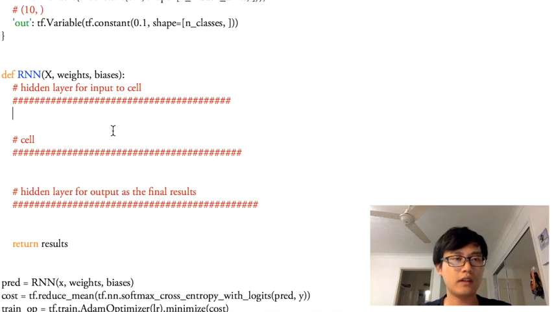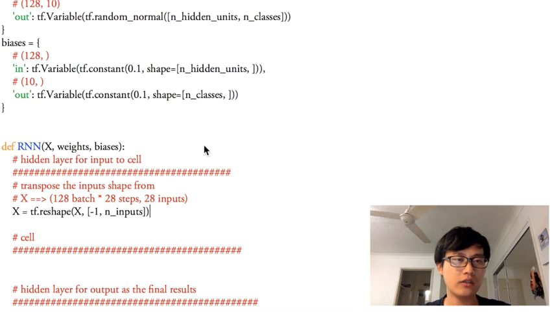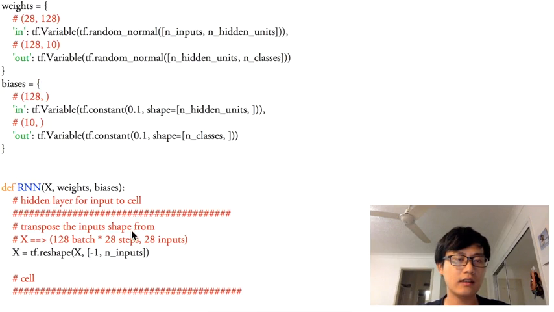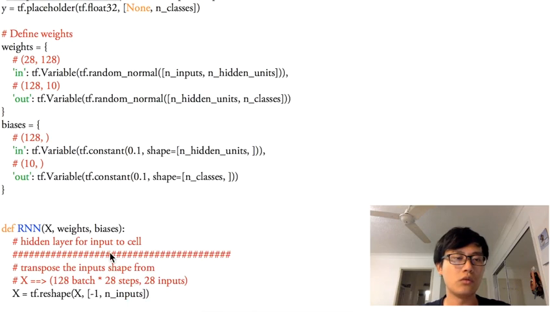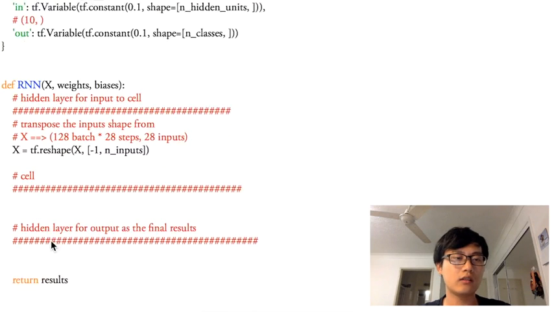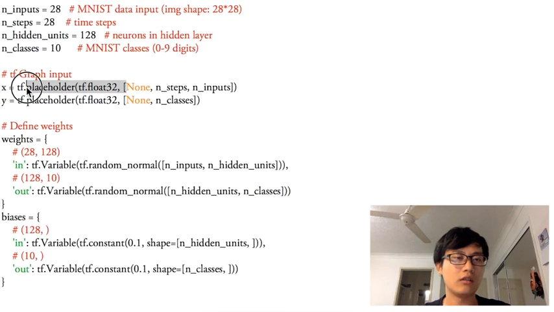So let's start to define the hidden layer for the input cell. Let me just copy and paste. So step by step, as the first step, we have to reshape, because as you know, the x is here. We're going to input the x and weights and bias for the RNN. So the x, we input this lowercase x, which is this placeholder over here.